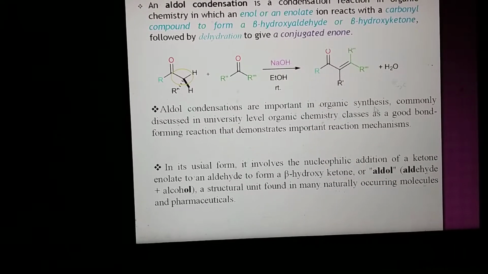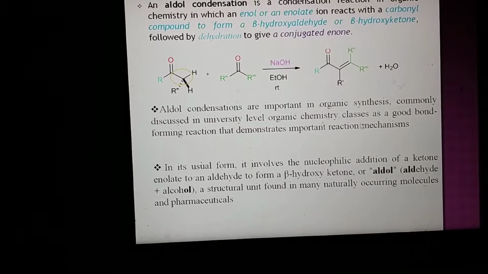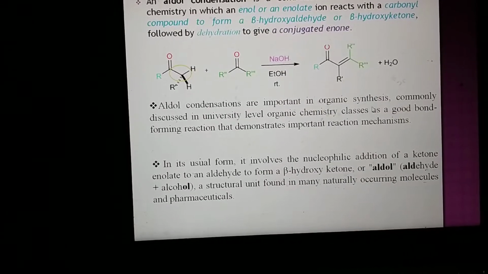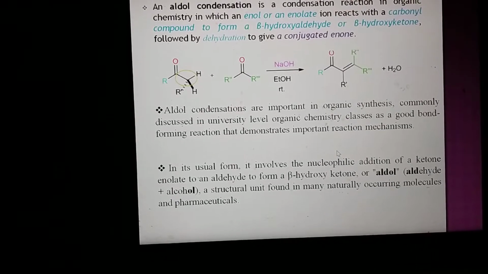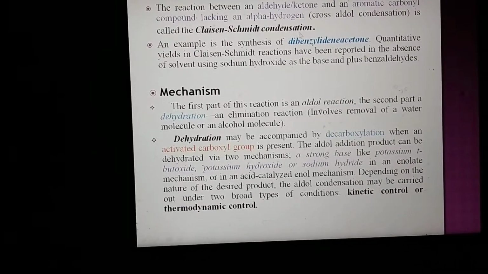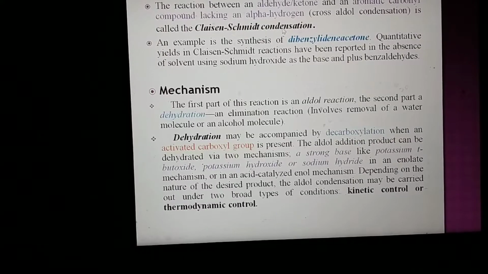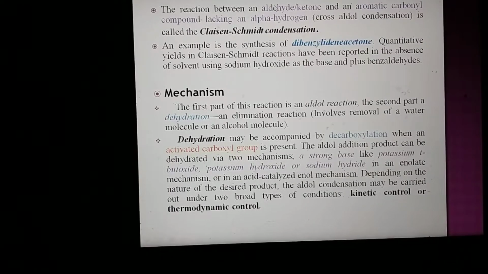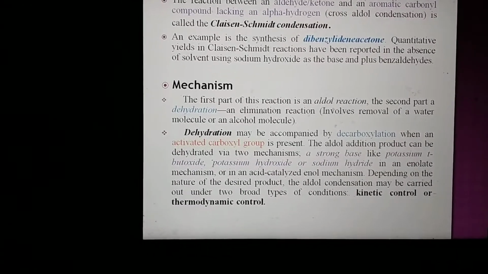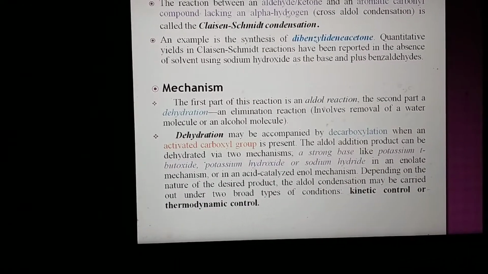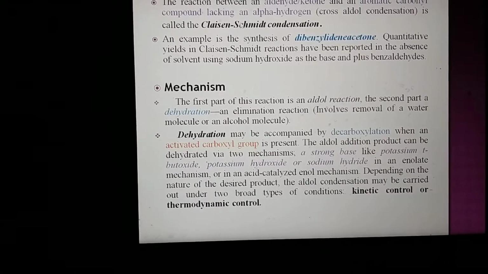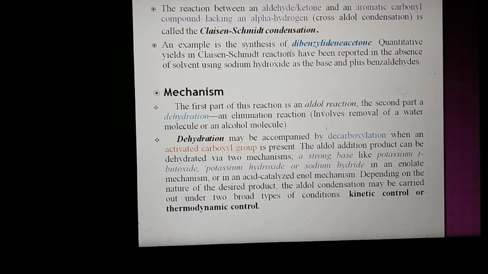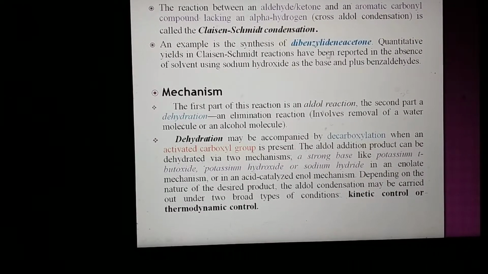I have also mentioned it is an important reaction in organic synthesis, commonly used in university levels, and it is also used in carbon-carbon bond formation. In the second slide, I have mentioned the difference between Claisen-Schmidt condensation and aldol condensation. In Claisen-Schmidt condensation, one species is an aldehyde or ketone, but the other species is an aromatic carbonyl compound lacking alpha hydrogen. Compared with aldol condensation, there is no requirement of alpha hydrogen. The best example is dibenzylidene acetone.